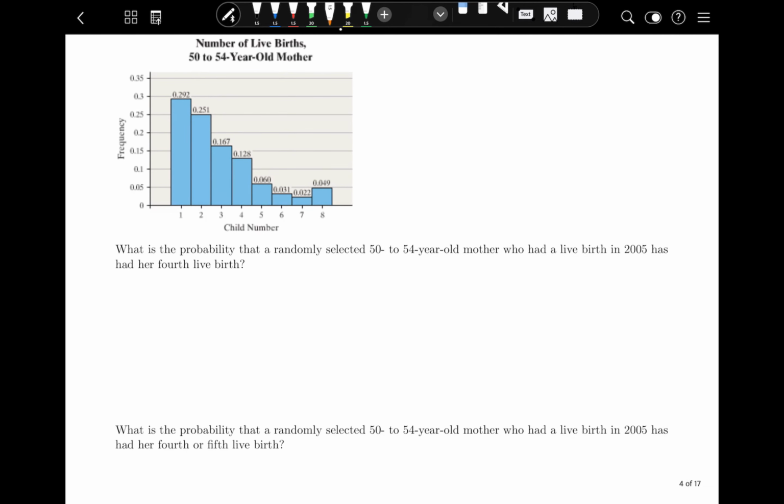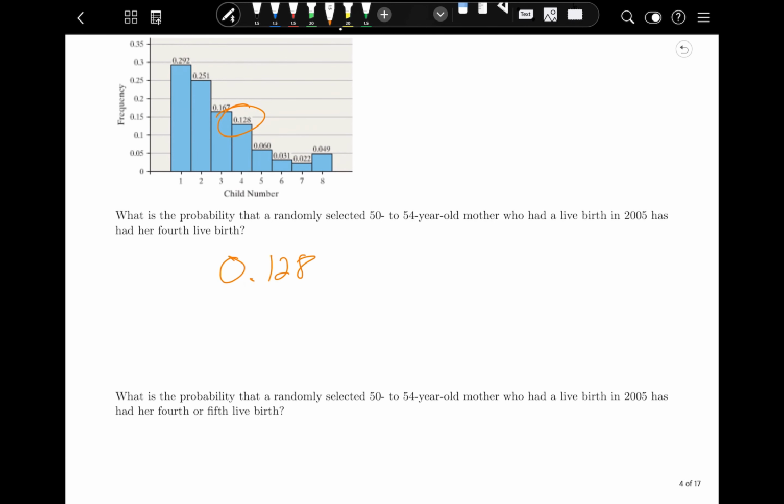So what is the probability that a randomly selected 50 to 54-year-old mother who had a live birth in 2005 has had her 4th live birth? So we just find the height of 4, so 0.128.